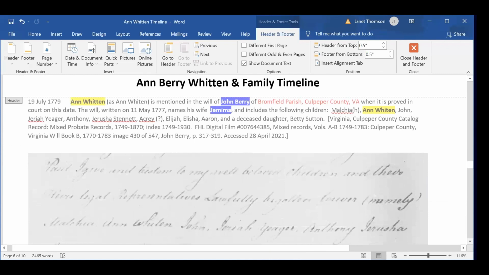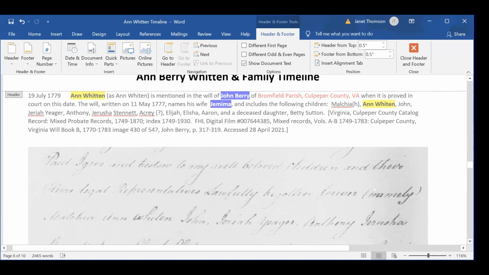You notice that in July 1779, she's noted as Ann Whitten, spelled again differently, mentioned in the will of John Berry, Culpeper County, Virginia. The will names his wife Jemima and includes the children, proving that Ann Witten is his daughter. So Linda went back another generation on Ann's dad's side and mom's side and got some more information, and another place to begin to look for information.